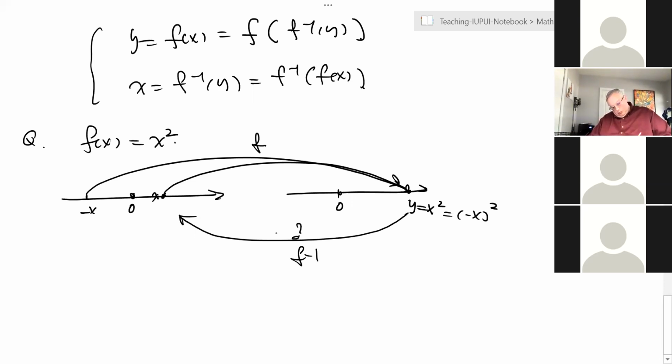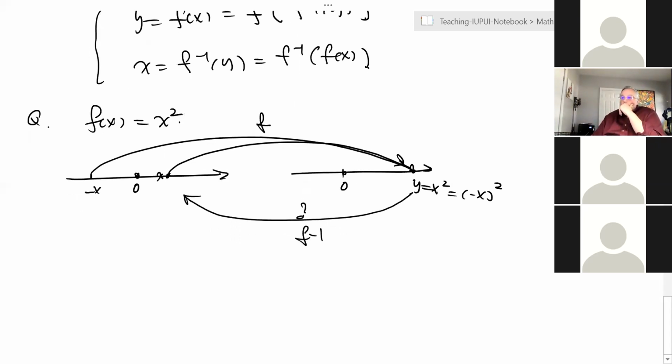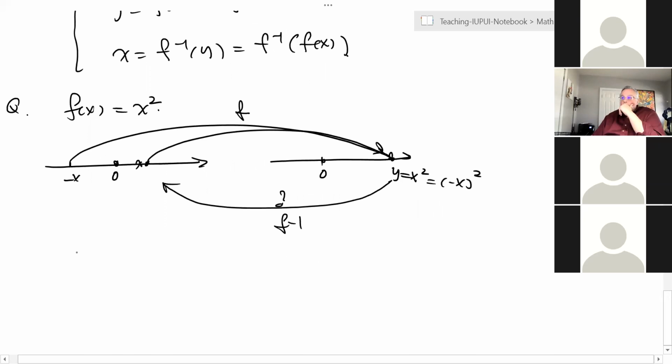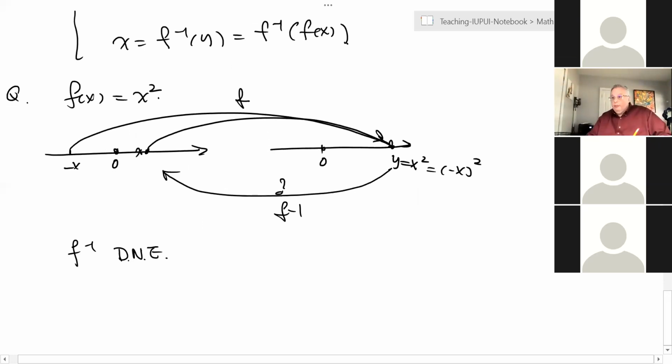But when you reverse this procedure, which way can I go? There are two ways. Y comes from two different x. You have to make a choice unless you define some way to make an automatic choice of the x value. Otherwise, you cannot reverse this procedure here. So in this case, the inverse does not exist, as we say in mathematics.